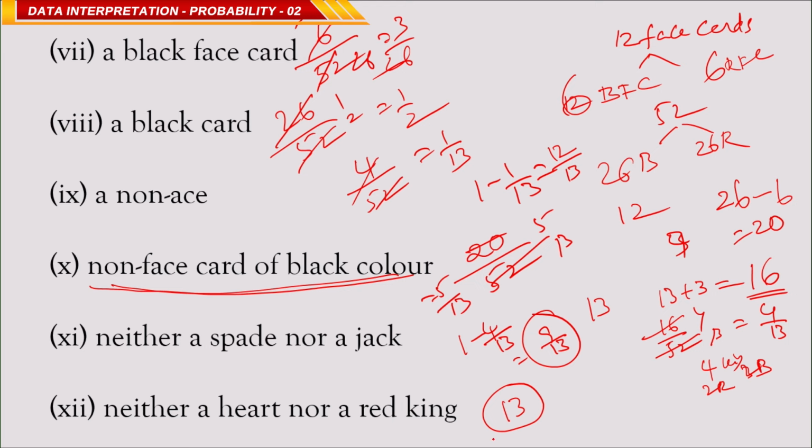So neither a heart nor a red king here. To get not a red king, the 2 red kings are already counted in the hearts, so we have 2 black kings, correct? 2 black kings. So you have to consider 13 plus 2, 15 by 52, correct? So you can discuss those questions.